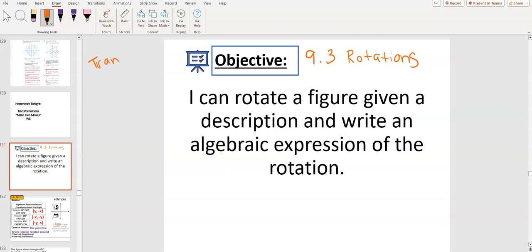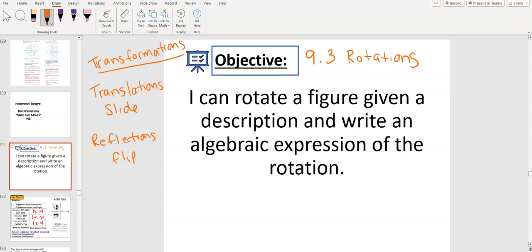So as a reminder, transformations are when we slide, move, flip, rotate, or grow or shrink a shape, an object, okay? We have learned translations. I know it looks familiar or similar to this word, but a translation is a slide. Okay, we've learned reflections, and that is a flip. And now we're going to learn rotations, which you can probably guess would be a turn of a shape. If I can turn the shape, it's a rotation.